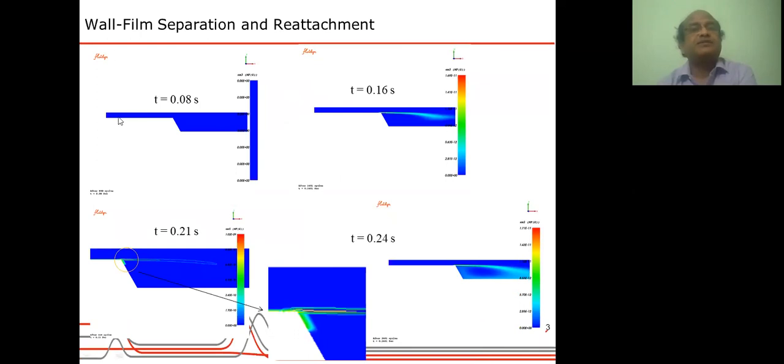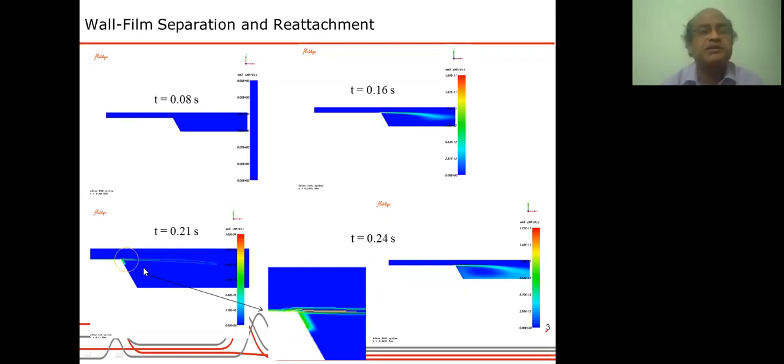Initially there is a film here. The film is not shown here, in this part it is too small. Then you can see as time progresses, the film gets detached. These are actually a droplet stream which is obtained using the population balance model.